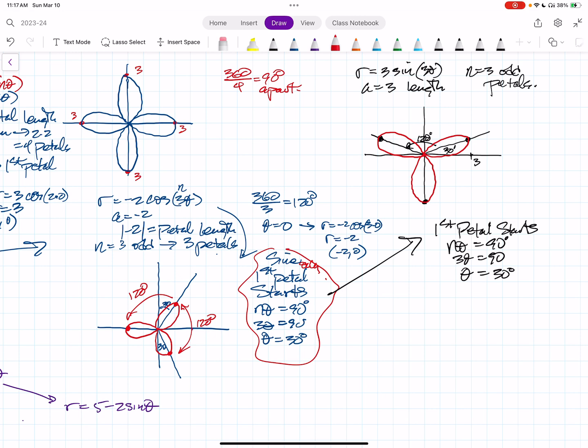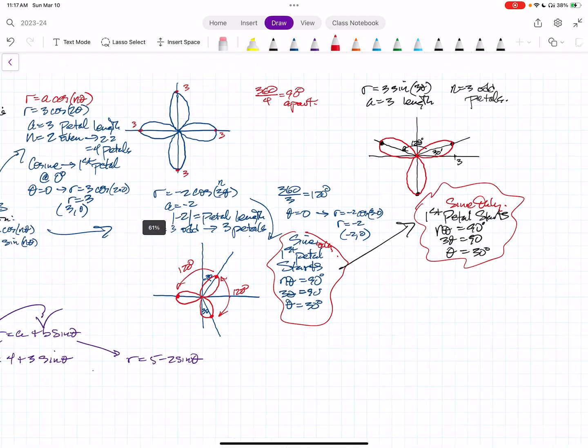And that's for sine. So again, this is for sine only, not for cosine. Cosine starts on the x-axis, either on the right side or the left side. Sine starts wherever n theta equals 90. So let's keep that in our sights.